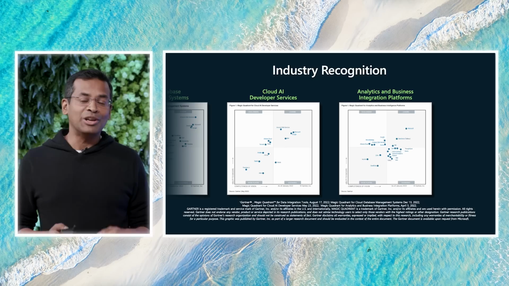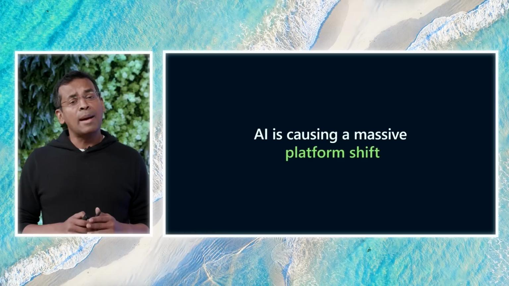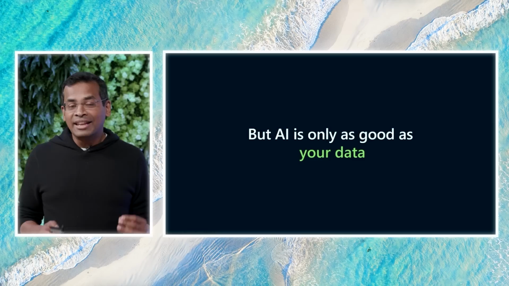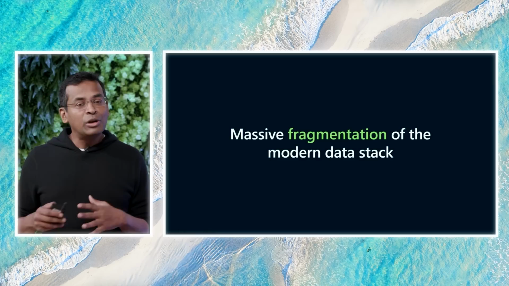However, the industry today is at a crossroads. Why is that? Because the era of AI has dawned with the launch of ChatGPT, and AI is causing a massive platform shift, causing us to rethink everything from the ground up. However, AI is only as good as your data. If you put garbage in, you get garbage out. That means it's even more important for customers today to get their data in the shape they need it so it's ready for them to apply AI and get transformative business value. If you look at what's happened over the last decade, the good news is there's been a ton of innovation.